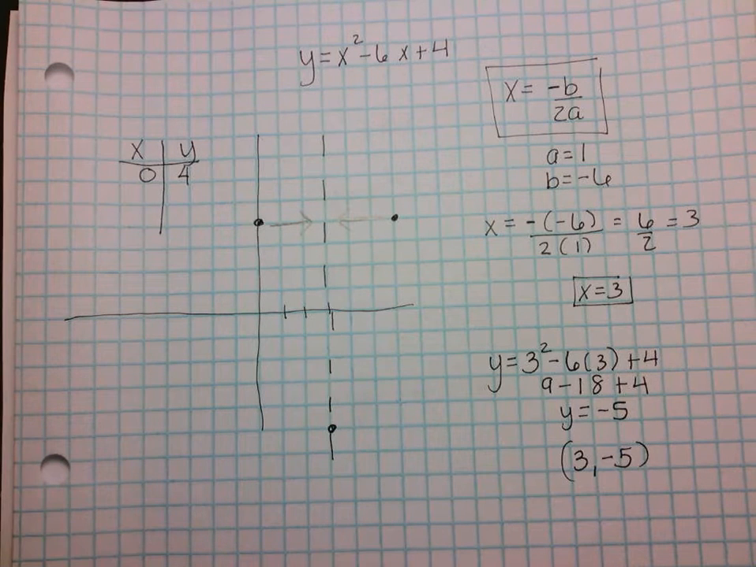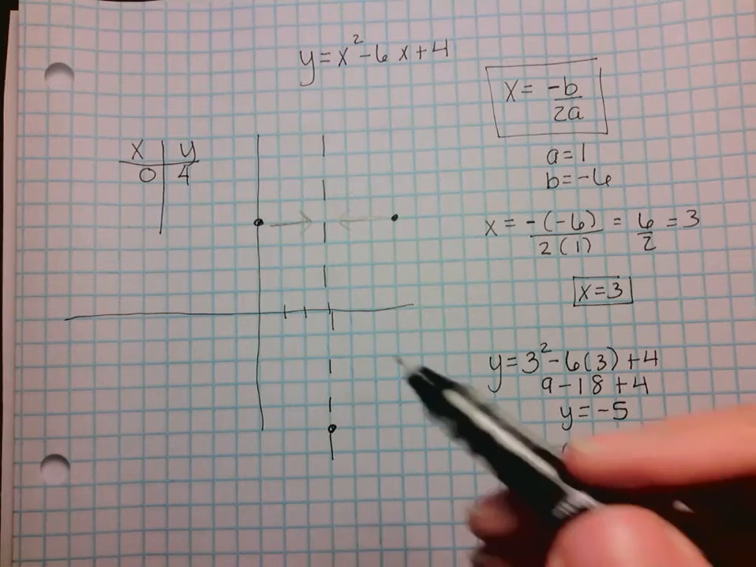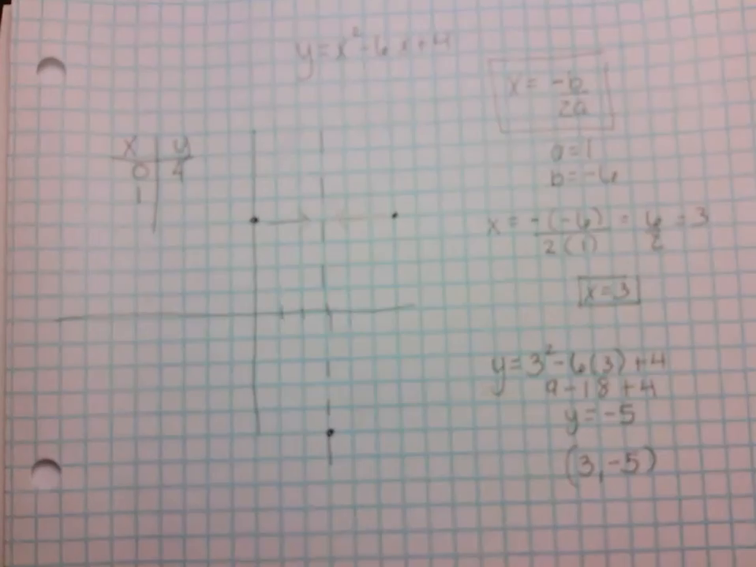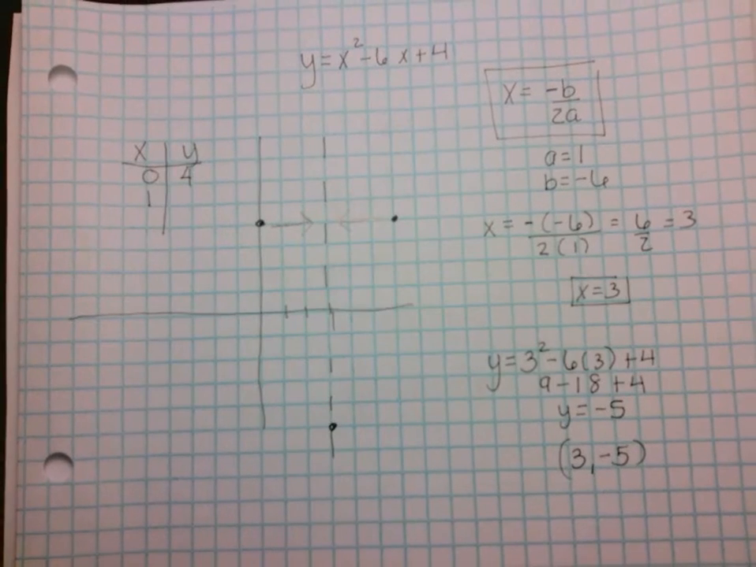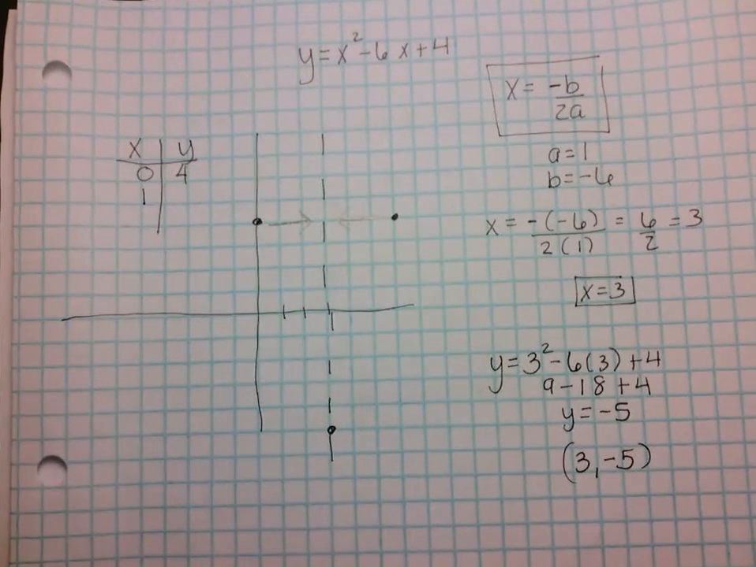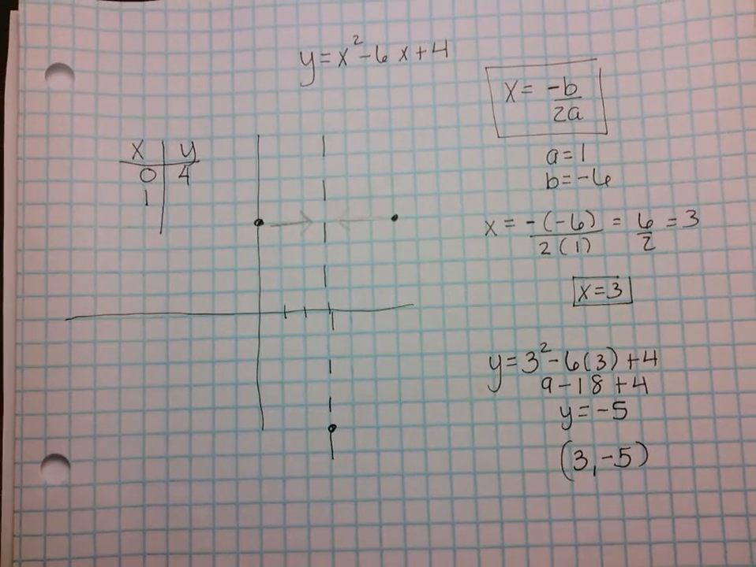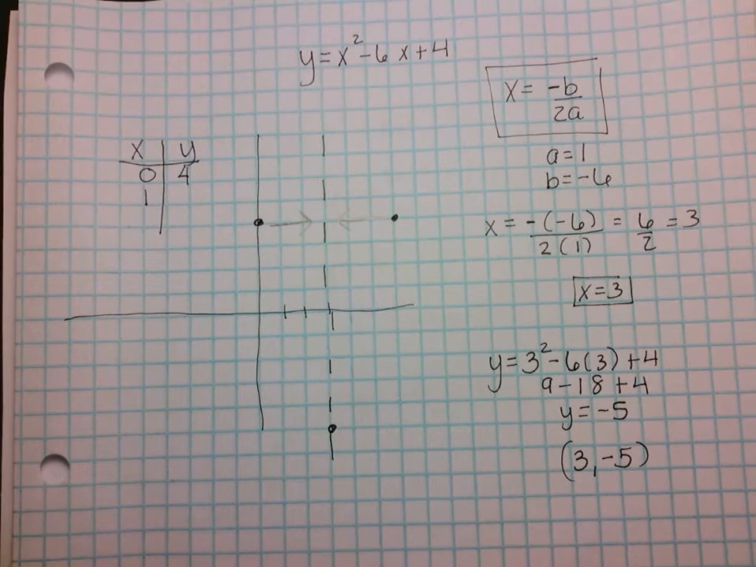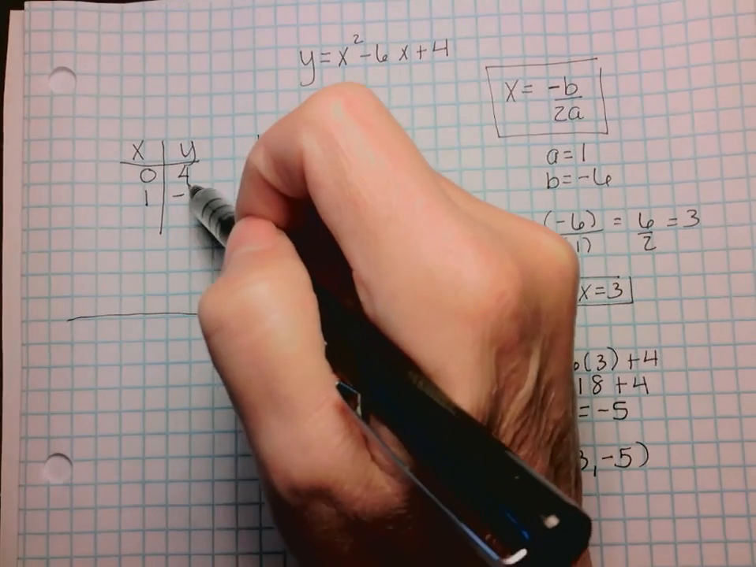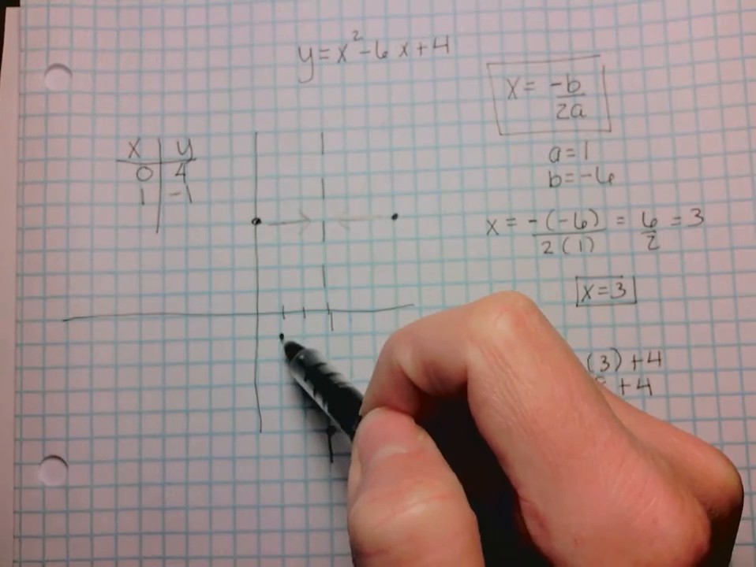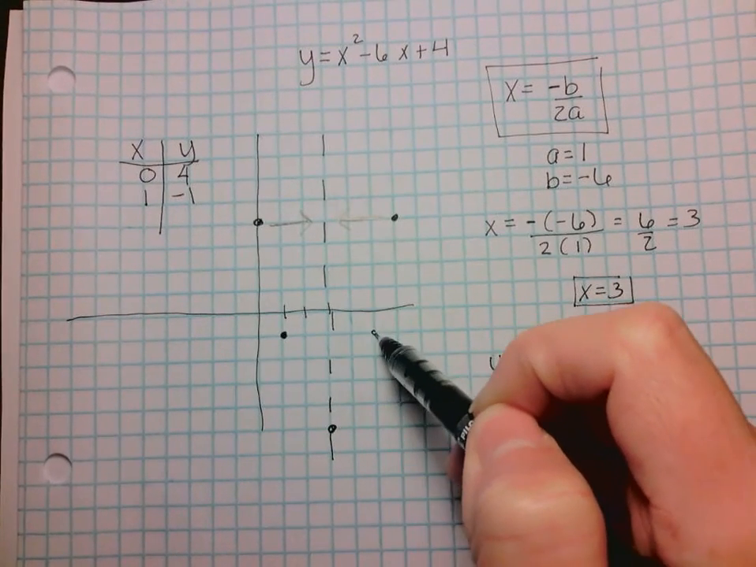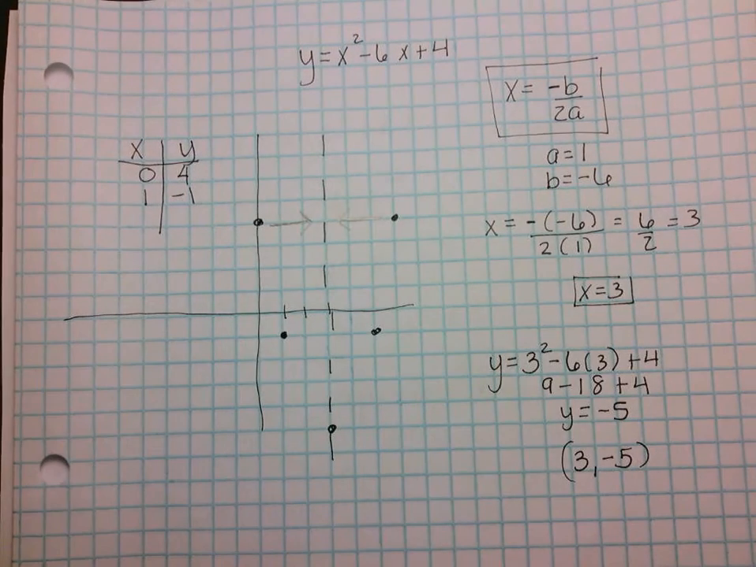Let me go ahead and give myself just another point so I have a really nice graph here. All right, well, what is the value of y when x is 1? When x is 1, y is 1 minus 6 plus 4, negative 1. Okay, so now I know I have a point at 1 and negative 1. I'm going to reflect that over the axis of symmetry.